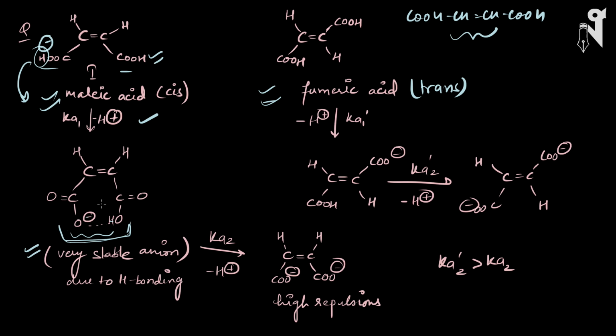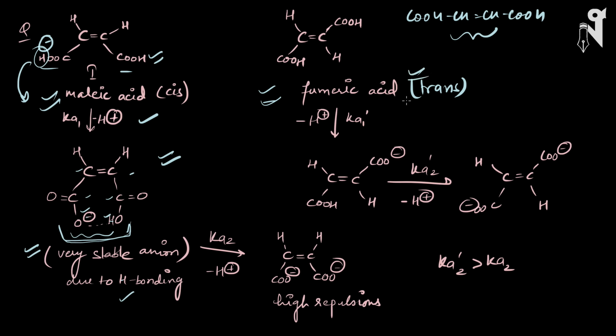Over that, it is a 6-membered cyclic chain, 1, 2, 3, 4, 5 and 6. A 6-membered cyclic ring is forming by the hydrogen bonding. So when a 6-membered cyclic ring forms with the hydrogen bonding, it is very, very stable. So it is making this anion very stable. Now let's look at the next isomer of it.